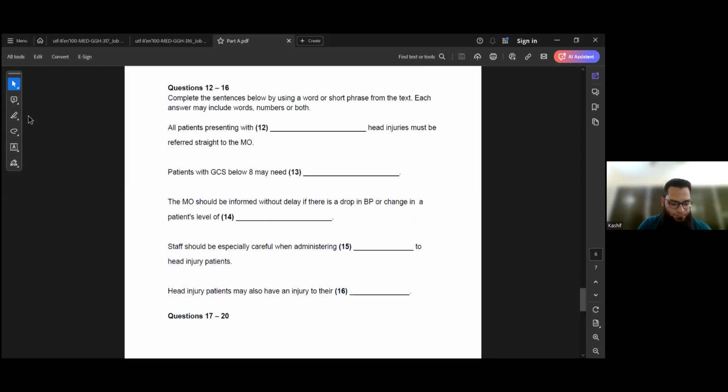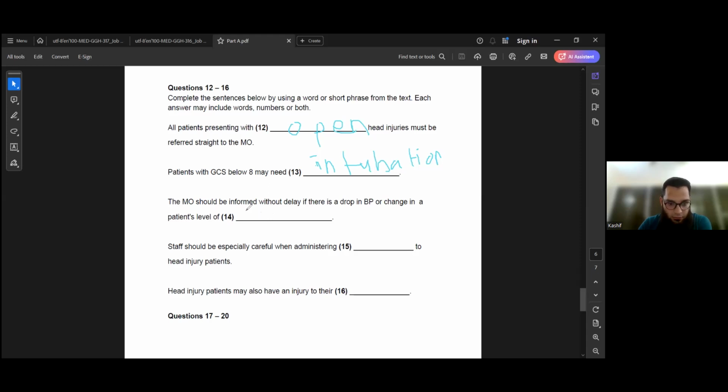So all patients presenting with dash head injuries must be referred straight to the MO. It's very simple. I think we should not scroll up for this. Patients with GCS below 8 may need what? It is intubation. It is given. Anybody working in ER will know that anybody who presents with GCS 8 or less, you have to call the anesthesia department. It is high risk, and you should always get ready for intubation.